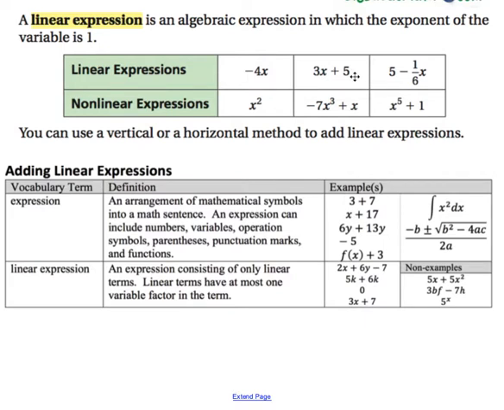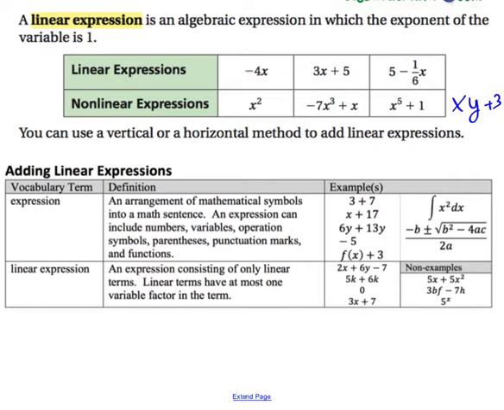3x plus 5 is okay. Negative 7x cubed plus x is not okay because there are 3 x's in this term. 5 minus 1/6 x is okay, but x to the 5th plus 1 is not okay. Another example of what wouldn't be okay is xy plus 3. A term can have no more than one variable in it.